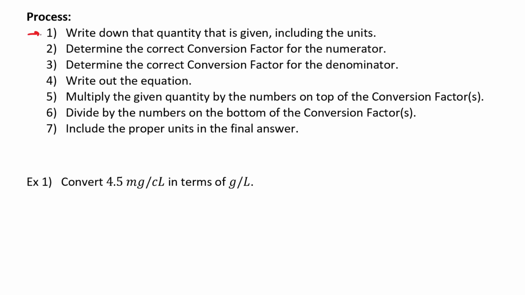Step number 1, write down what's given. So I want to go from 4.5 milligrams per centiliter to grams per liter. So write down what's given: 4.5 milligrams. When I write this down, I'm going to write the centiliters on the bottom because this is a fraction. I am then going to determine what my conversion factors are with the correct numerator and the correct denominator. I will then write out the equation.